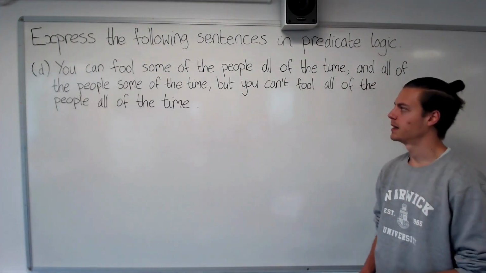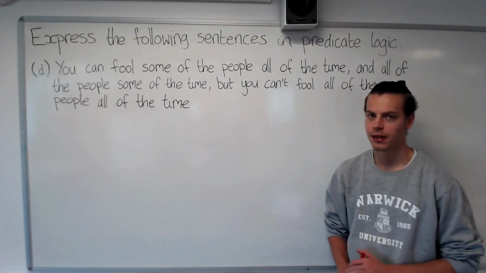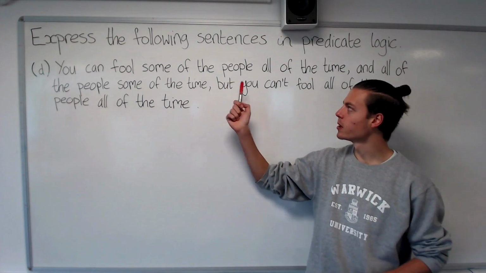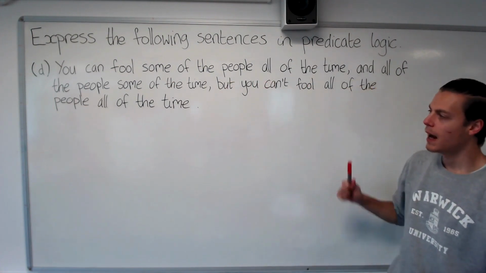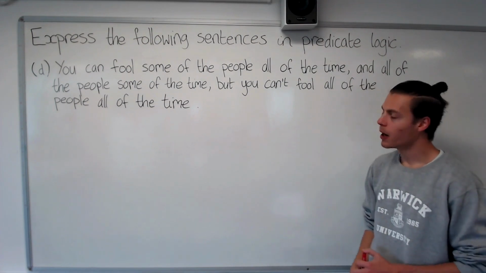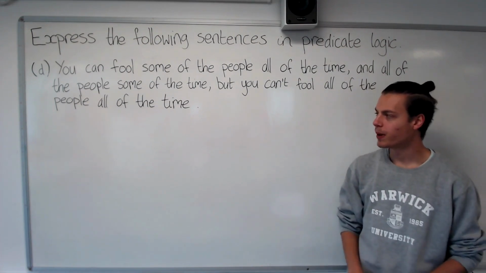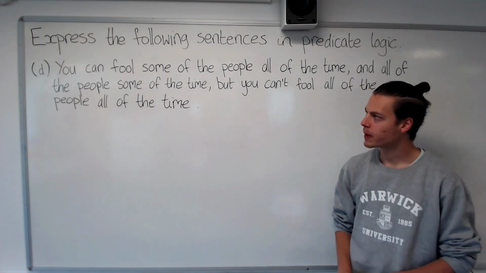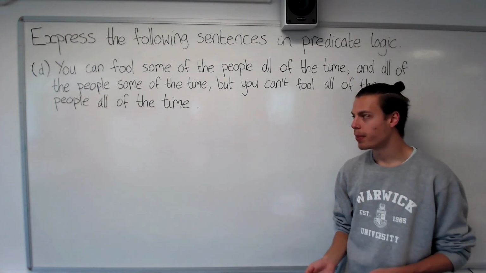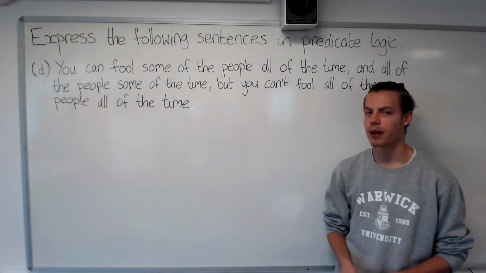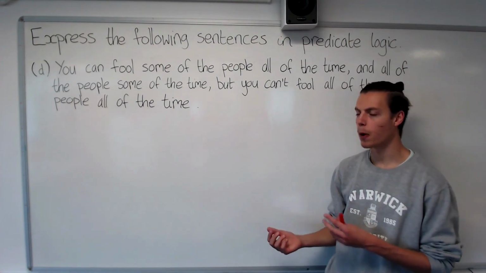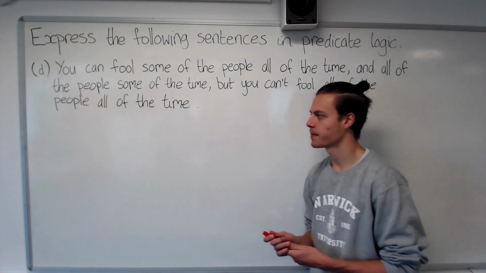Our next sentence is a longer one. So let's read this carefully. You can fool some of the people all of the time, and all of the people some of the time, but you can't fool all of the people all of the time. Okay, so I'm going to introduce a predicate that expresses that X can be fooled at time Y. Okay?